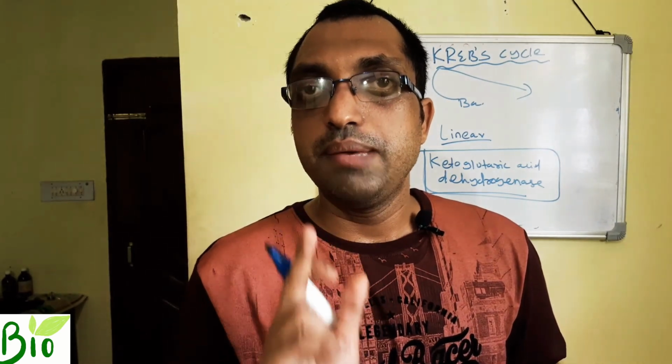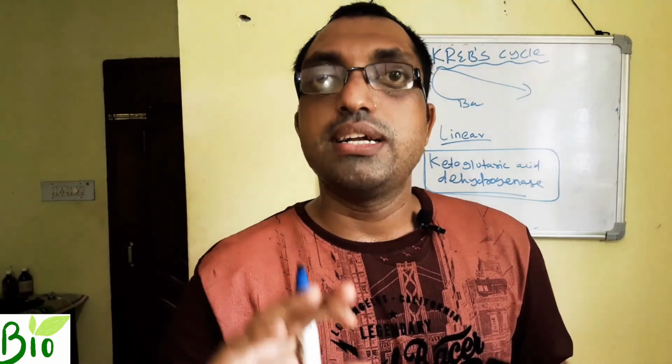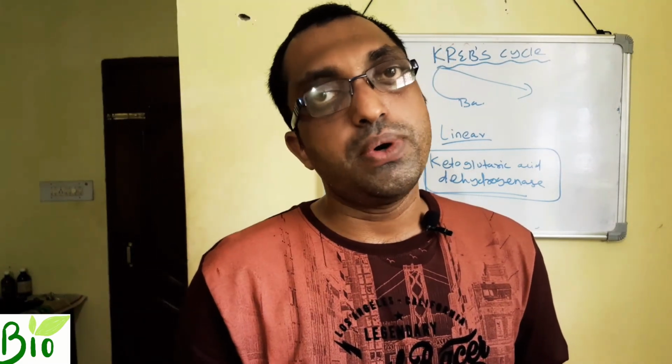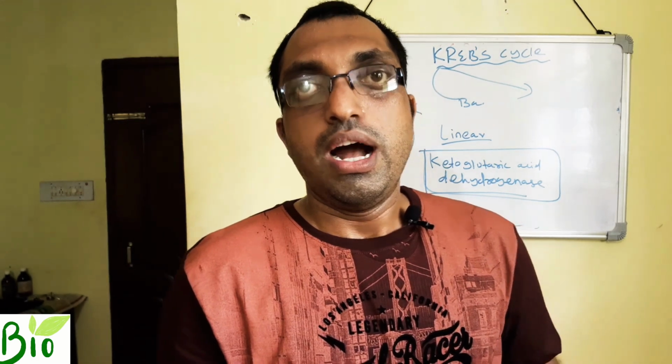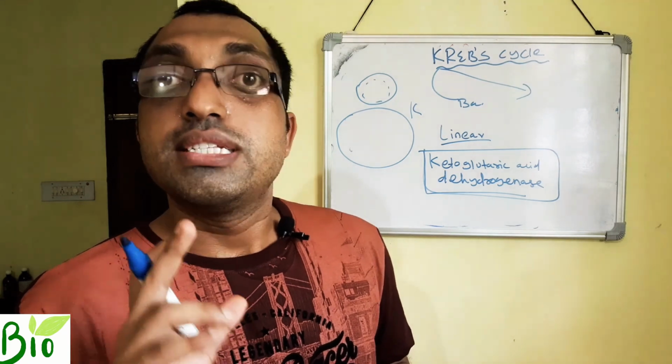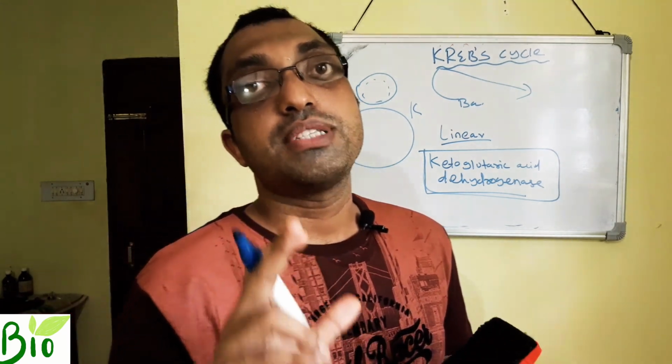What happens in Krebs cycle? The acetyl coenzyme A breaks down totally and converts to CO2 and H2O and produces how many ATP? 12 ATP. This is the fundamental of Krebs cycle part 1.